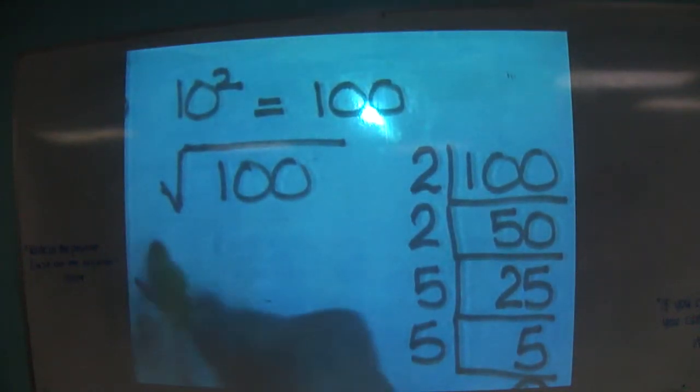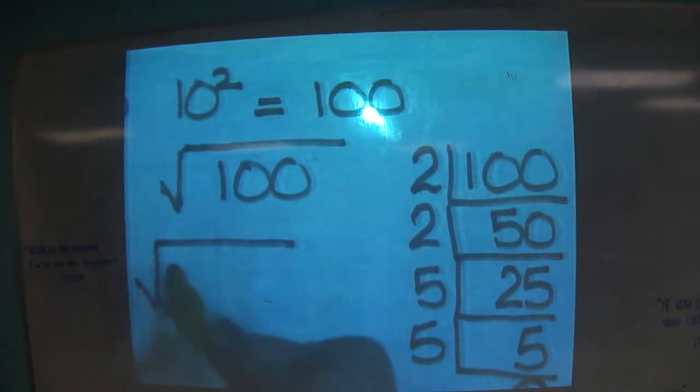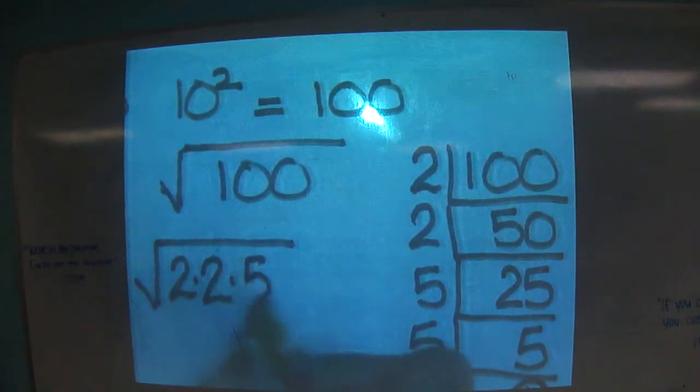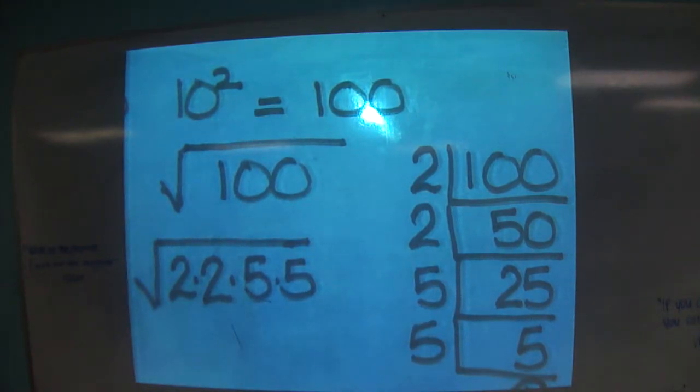So this here is exactly the same as this: 2 times 2 times 5 times 5. Are we all in agreement? Did I just prove it's exactly the same thing? Yes. Now we're talking about a square root. Square, we just discovered, was 2 of something, right?